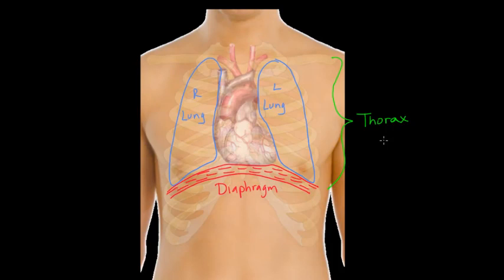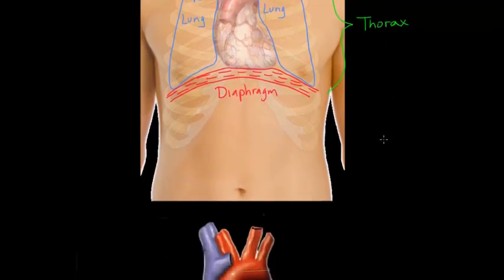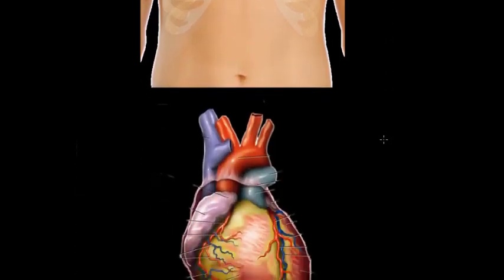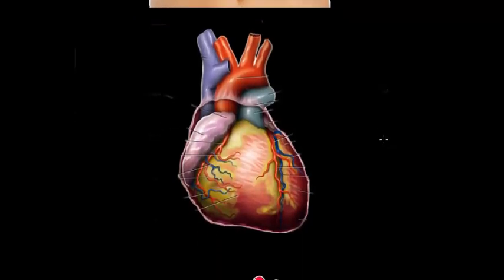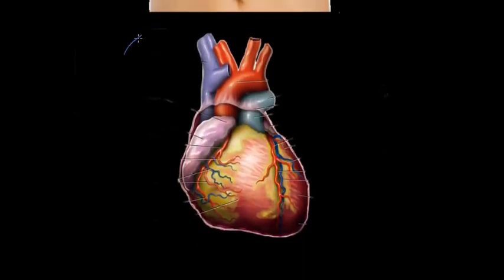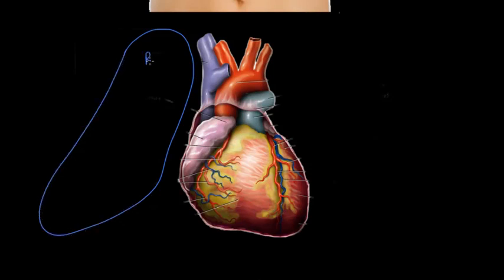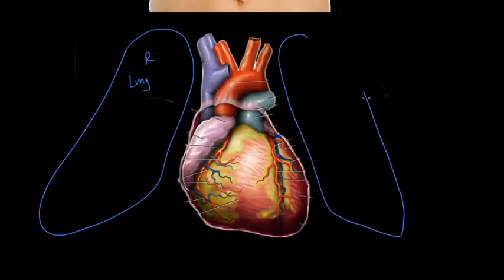Let's actually make a little bit of space now and bring up a zoomed in version of the heart. Let me start by orienting you to the heart. This is our right lung, and on the other side we have our left lung. And all this would be inside of the rib cage, but I'm not going to draw that now because that would make it harder to see the heart itself.